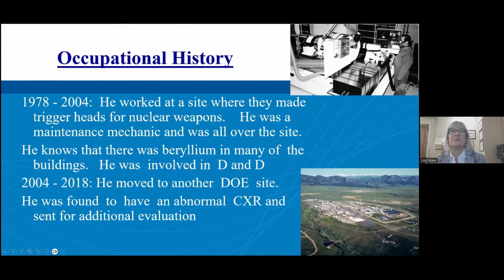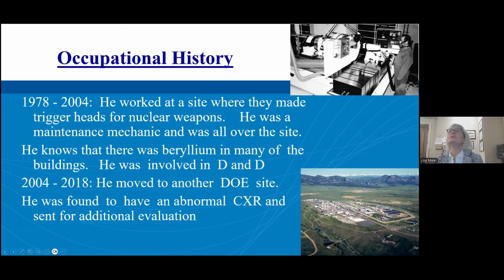So again, because he's in my clinic, we got some additional history, and he had worked in a nuclear weapons site. You can see our beautiful mountains here, where he was a maintenance mechanic, and he was all over the site. This is Rocky Flats. This was a production facility for the Department of Energy to make nuclear weapons, as well as the beryllium triggerhead. It is now a nature preserve. We can talk about that another day.